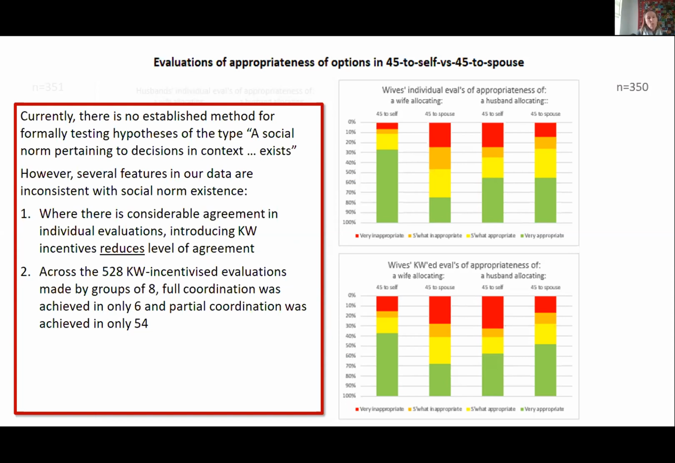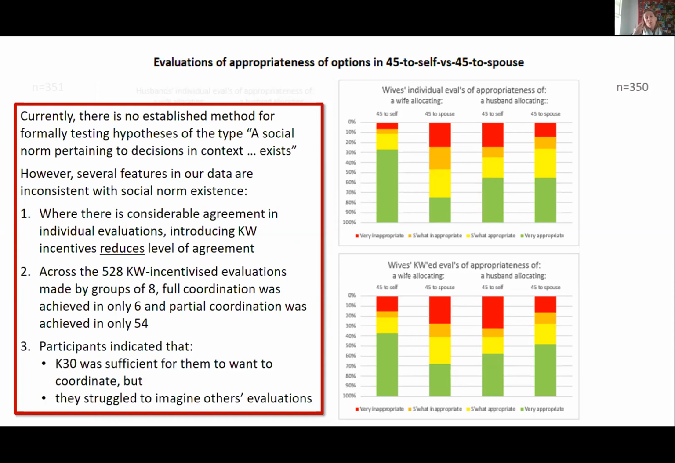And then one more thing is important to point out. We asked the participants, was it that 30 kwacha just wasn't enough to pull you away from your personal normative beliefs and focus on what other people were likely to say? And they said, no, 30 kwacha was plenty. We were very excited by the prospect of getting 30 kwacha. The problem was that they couldn't imagine what other people's evaluations were going to be.